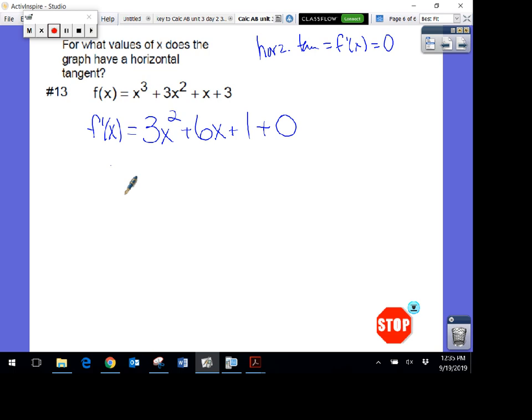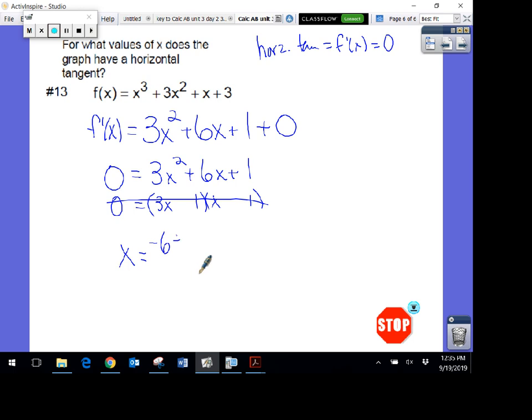So we want to know, when does the derivative equal 0? Well, we found the derivative here, 3x squared plus 6x plus 1. We want to know when it equals 0. First step should always be to factor. Try to factor. Not possible to factor that one. So next step is the quadratic formula. X equals negative b plus or minus the square root of b squared minus 4 times a times c, all over 2a.